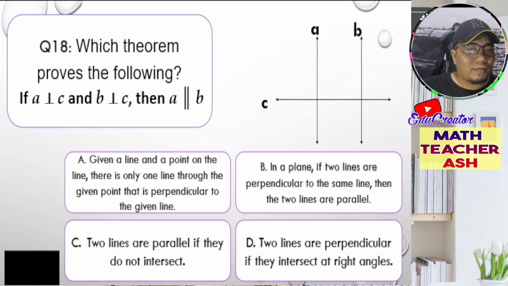Which theorem proves the following? If A is perpendicular to C and B is perpendicular to C, then A is parallel to B. So this is the figure. Is it A, given a line and a point on the line, there is only one line through the given point that is perpendicular to the given line? B, in a plane, if two lines are perpendicular to the same line, then the two lines are parallel. C, two lines are parallel if they do not intersect. D, two lines are perpendicular if they intersect at right angles. I will give you 5 seconds to think about your answer.